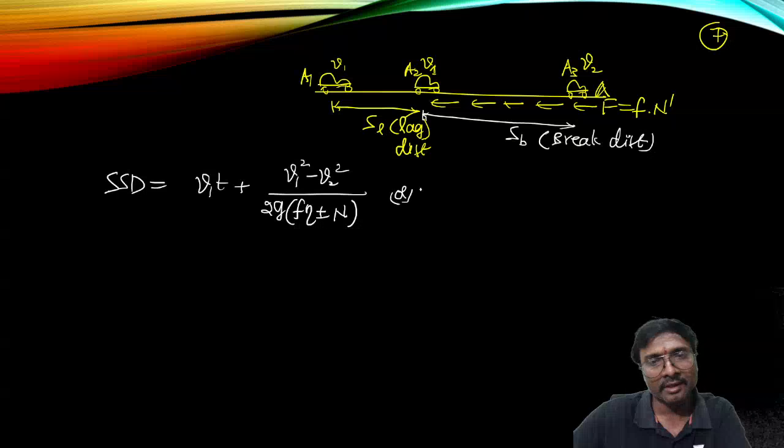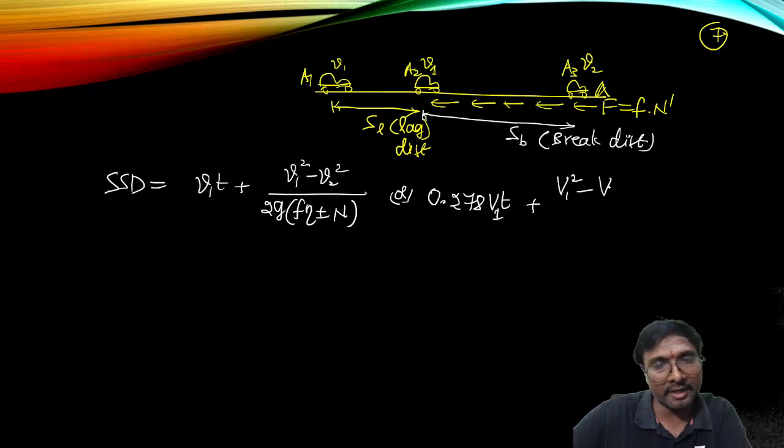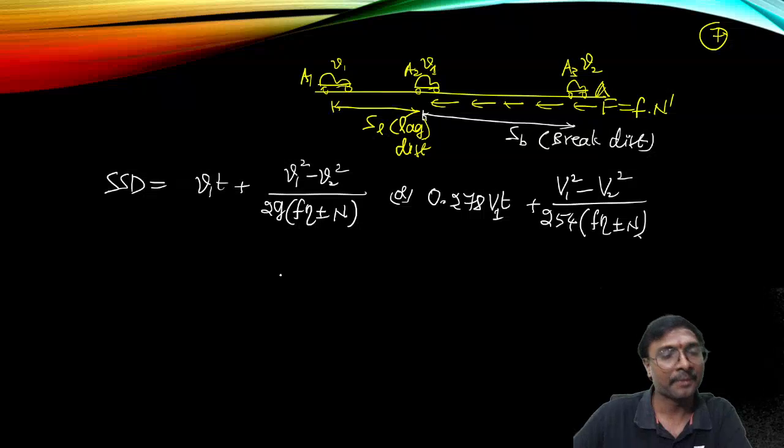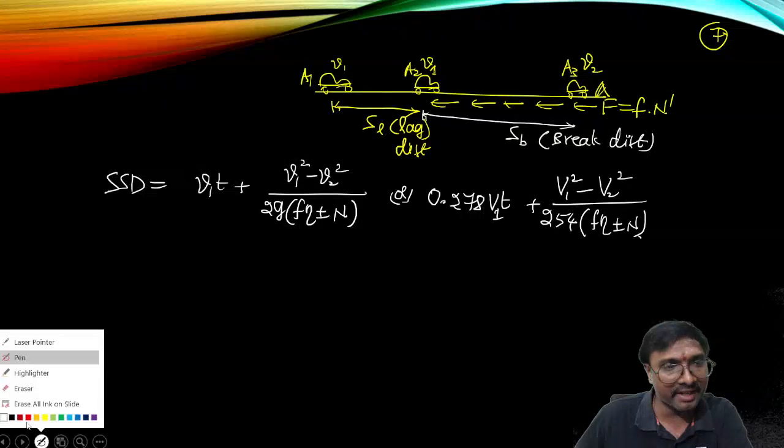Absolutely right. Or you can also write it as 0.278 capital V1 into small t, plus (capital V1 square minus capital V2 square) divided by 254 into (f theta plus or minus n). So simply, what is the last condition we can consider here?